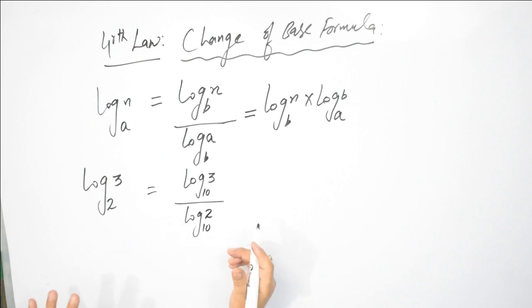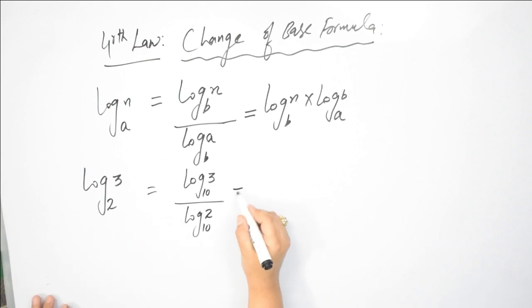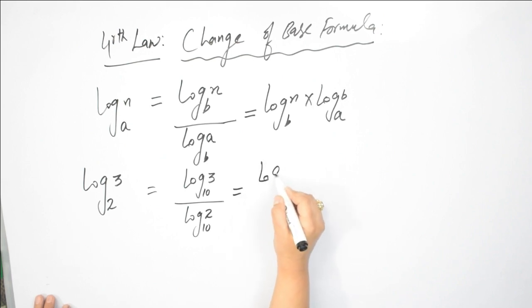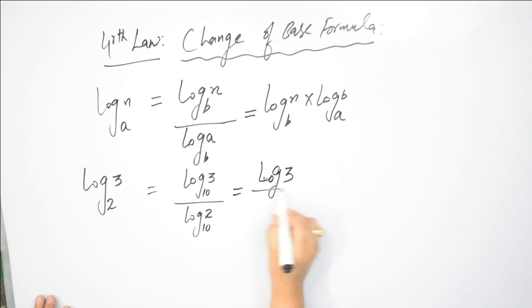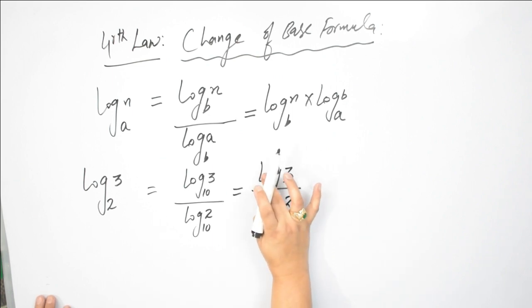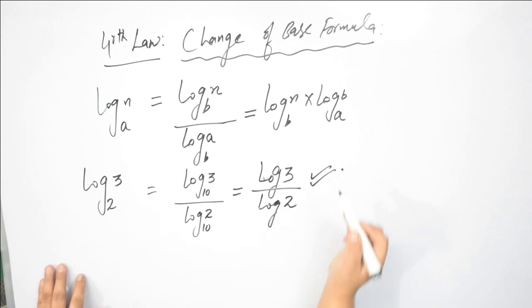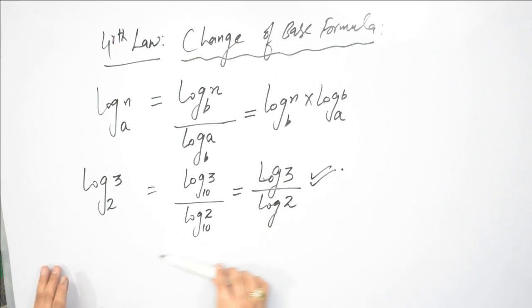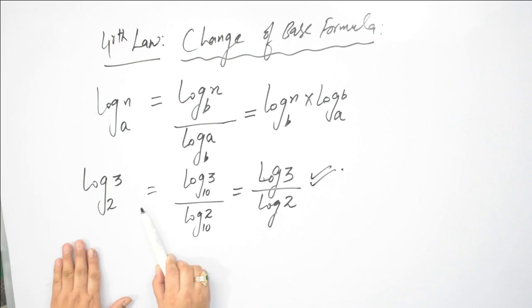Now usually, in the common logarithm, we don't write log to the base 10. So what do we get? Log of 3 and log of 2. Log of 3 divided by log of 2. This is how we apply the change of base formula.